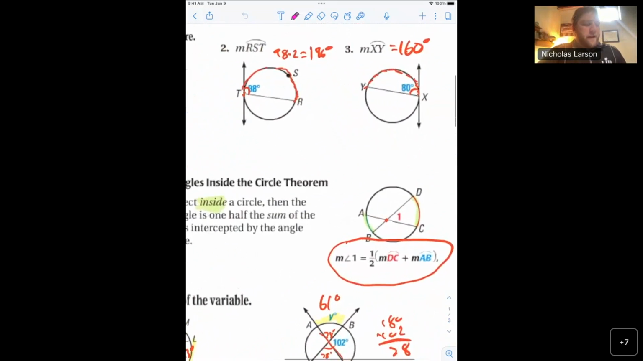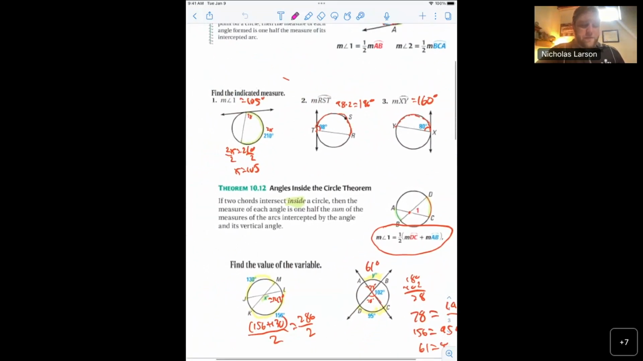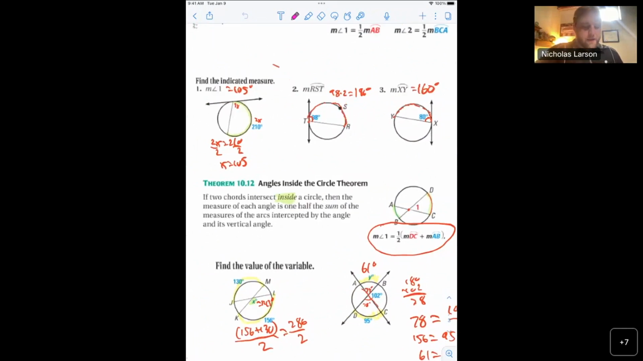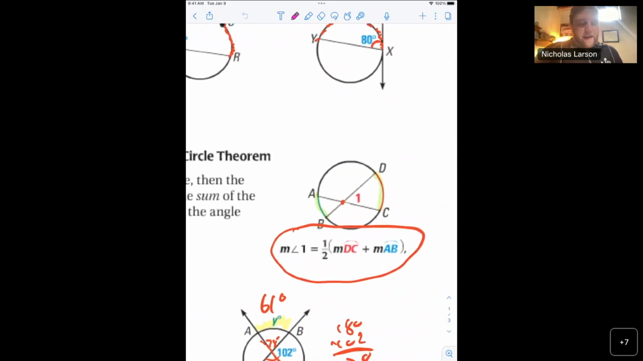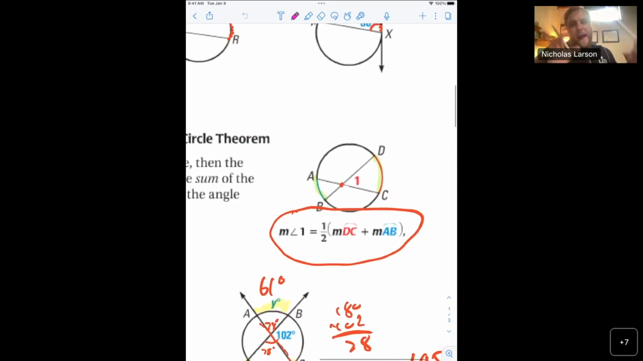And then when you have angles inside the circle, when you have two chords that connect, and they're not crossing at the center, you can use a similar idea. We're going to take whatever my arc is for DC, and whatever my arc is for AB, add them up, and then divide by 2. That's going to give me the measure of angle 1.